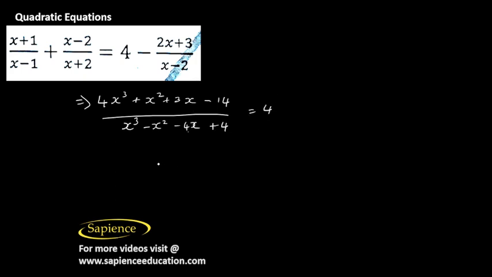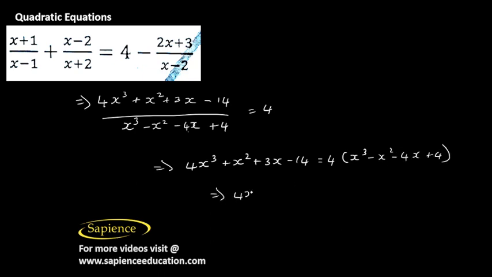Now let us take the denominator to the right hand side. So 4x cube plus x square plus 3x minus 14 is equal to 4 into x cube minus x square minus 4x plus 4. So 4x cube plus x square plus 3x minus 14 is equal to 4x cube minus 4x square minus 16x plus 16. 4 4s are 16x, plus 4 4s are 16. 4x cube will cancel to 0. So the x cube term becomes 0 and this is a quadratic equation.